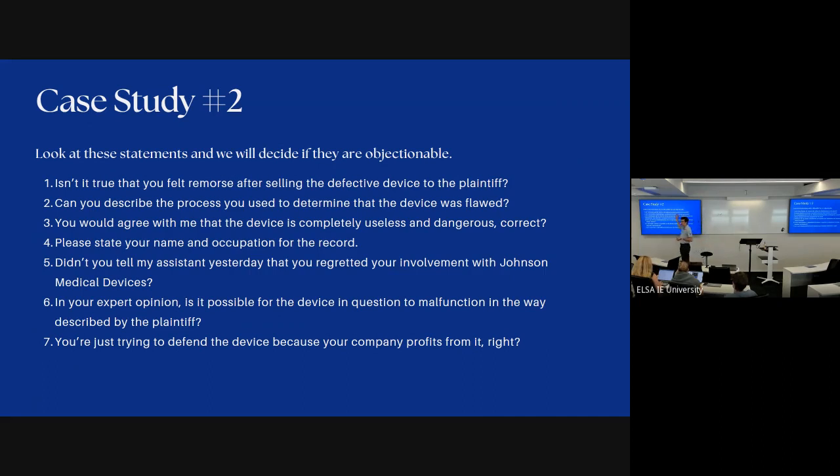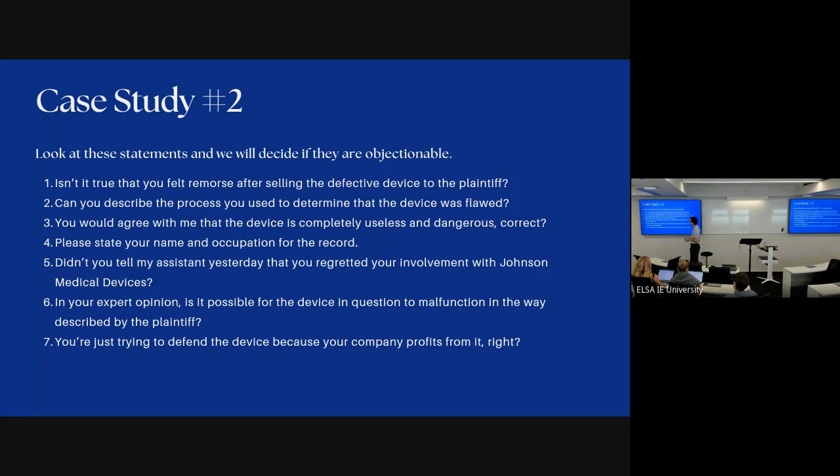This would be argumentative, and let me tell you why. Because you're accusing the person of selling a defective device. You're saying, is it true you felt remorse after selling a defective device? So there's two accusations here. One, that you feel bad because you're selling an illegal product. It assumes basically that they knew that they were selling a defective product. It's a bit low key on the argumentative side, but there is grounds for argumentative here.